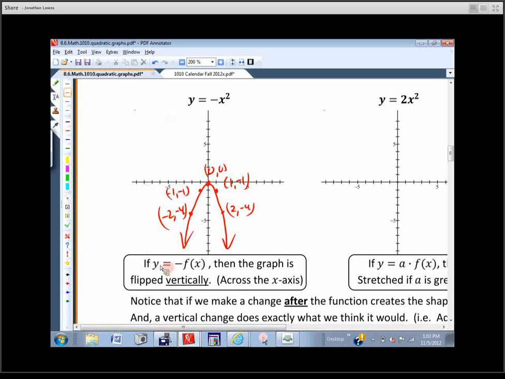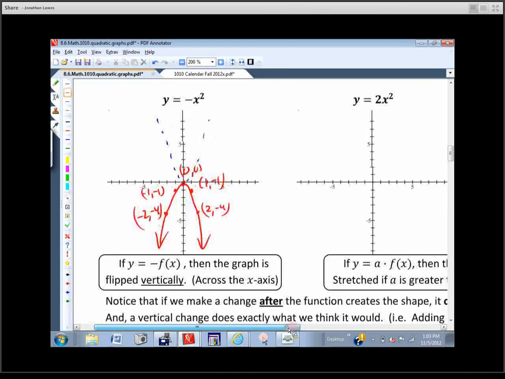So if we've got y equals negative f of x, then the graph is flipped vertically. In other words, it's flipped across the x-axis. It used to open up like this. We just flipped it downward. Okay, any questions there?